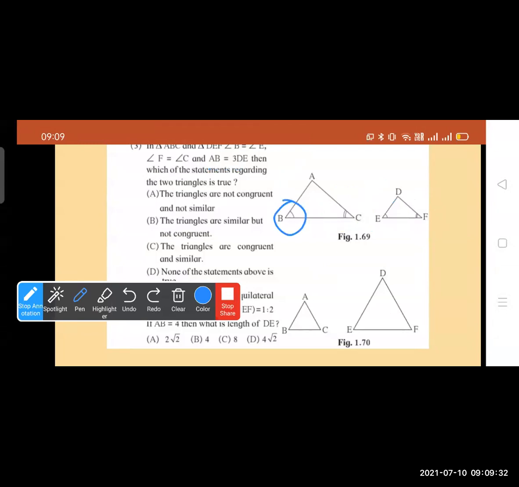Here, two angles are equal. B is equal to E and C is equal to F. And AB is equal to 3 DE. So from this we write AB by DE is equal to 3 by 1. Cross multiply, we get this condition. Okay. So out of this, which condition is true?